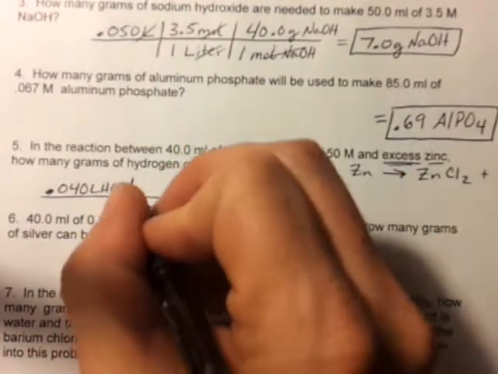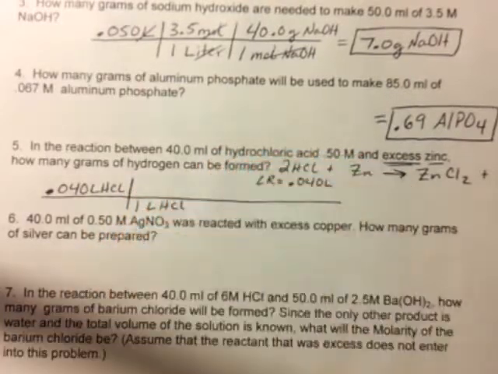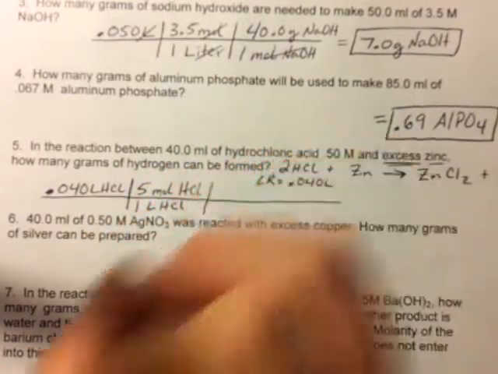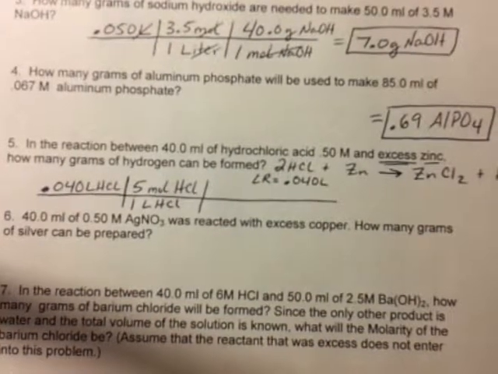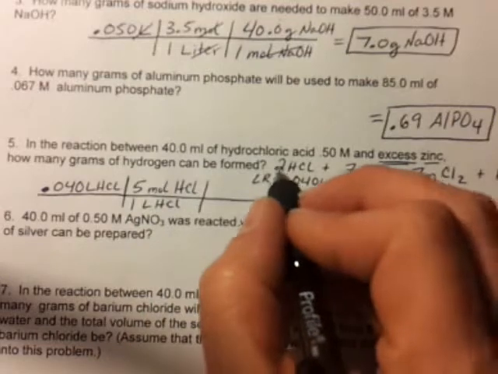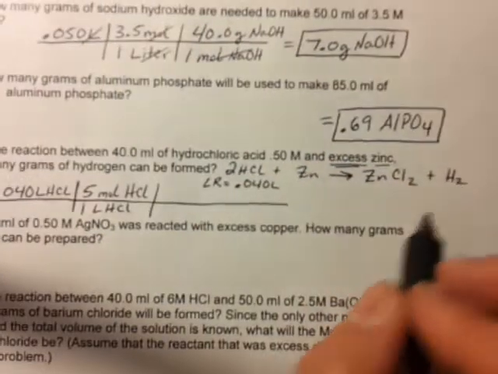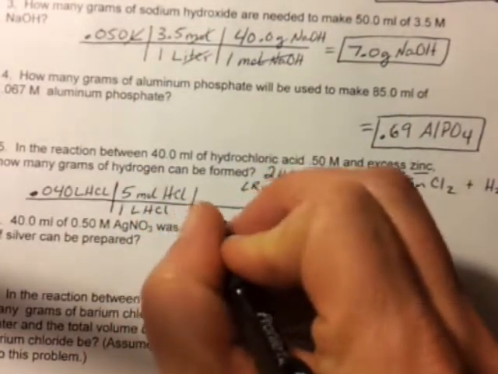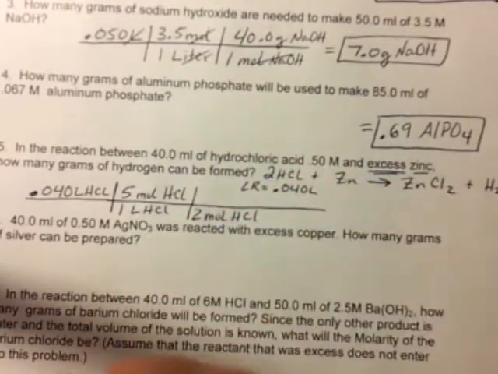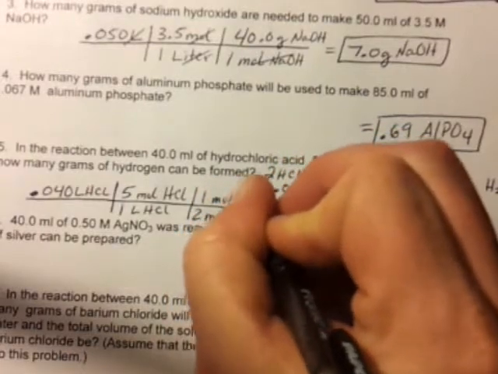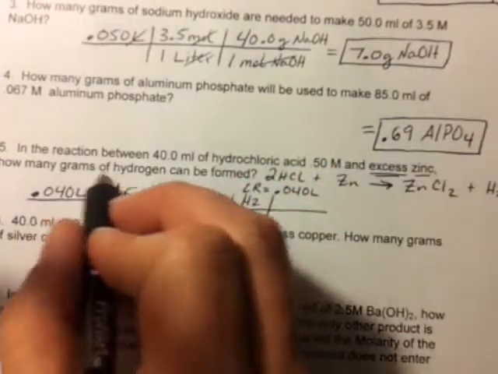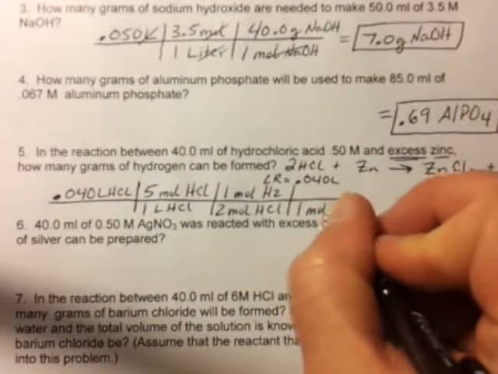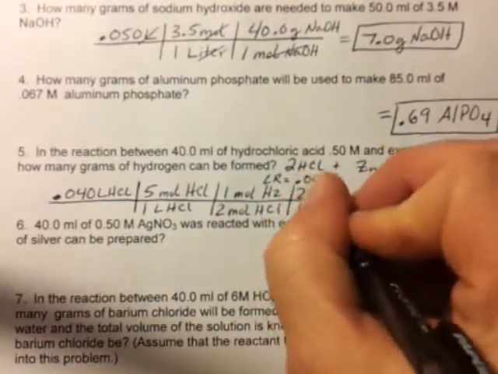Using the molarity of the hydrochloric acid, I know for every 1 liter of HCl, I've got 5 moles of HCl. And then looking at my balanced equation, I can see that I have 2 moles of HCl for every 1 mole of H2. So I'm just going to use that as my conversion factor right here. 2 moles of HCl, 1 mole of H2. Well, it's asking me for grams of hydrogen, so I'm going to obviously use the molar mass. 1 mole of H2 is 2.02 grams of H2.